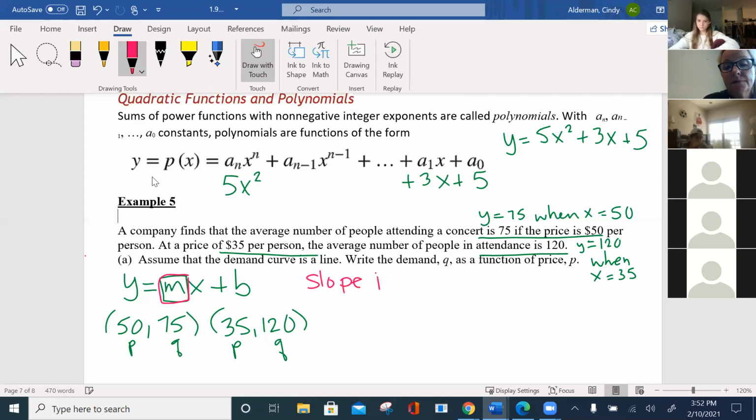So slope is relating the number of people to money, to dollars, right? So where people is Q and dollars is P.